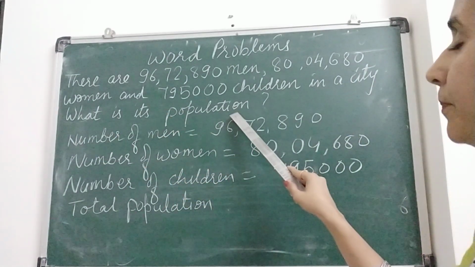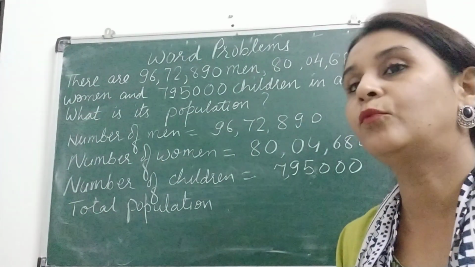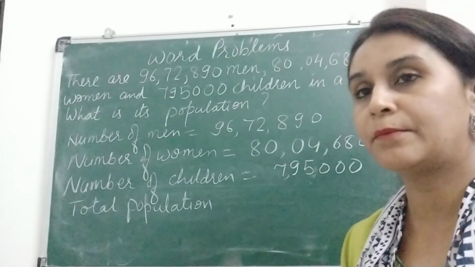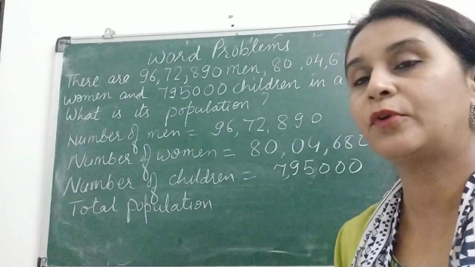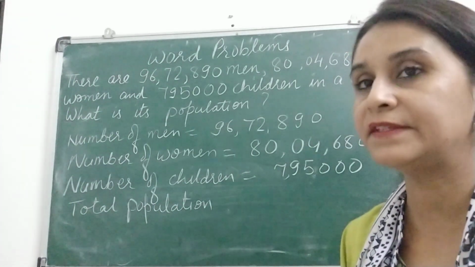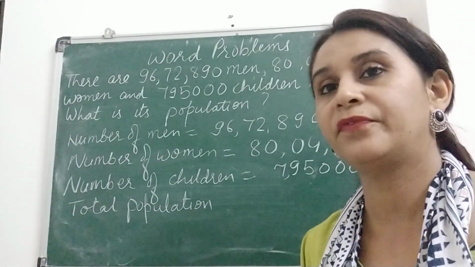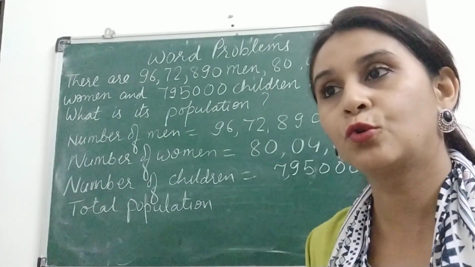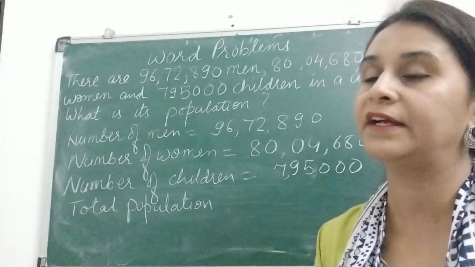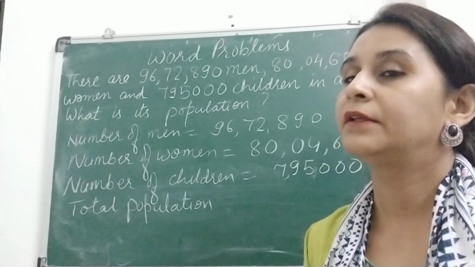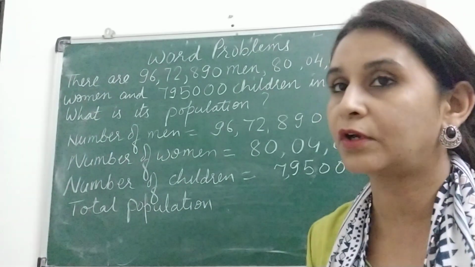What is its population? So children, first of all, you need to understand the problem, what is given. You need to read the sum again and again, and you need to find how you will go. Word problems of addition are very easy, very simple. So we start. Normally in word problems of addition, we can find the words like total, in all, together. In such type of words, we can find that the problem is related to addition. Let's see how we solve it.